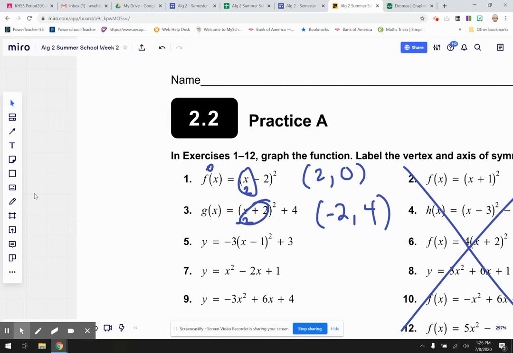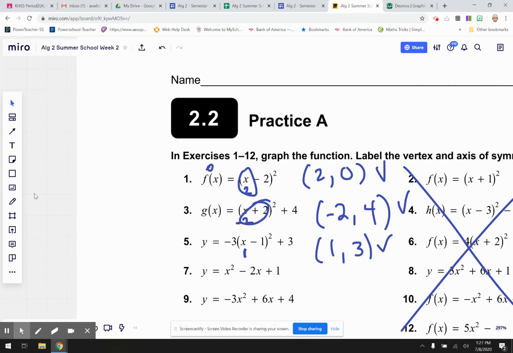I'll do one last one here. So if we got x minus 1, I'm going to make it a plus 1. That's going to make it equal 0. So 1 minus 1 is 0. 0 squared is 0. 0 times negative 3 is still 0 plus 3. So your vertex is going to be at 1, 3. So that's your vertex. I'll put a V next to each one of these so you know.